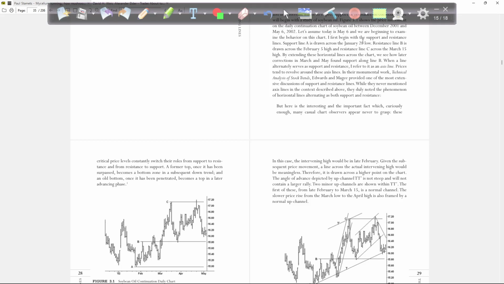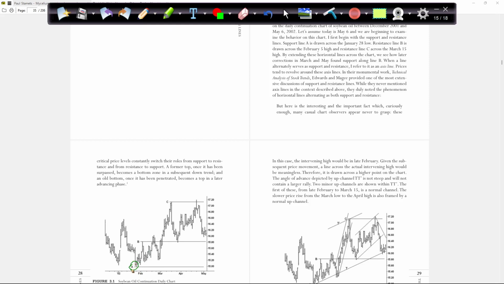I first begin with the support and resistance lines. Support line A is drawn across the January 28th low here, and then resistance line B is drawn across the February 5 high, and resistance line C across the March 15 high.